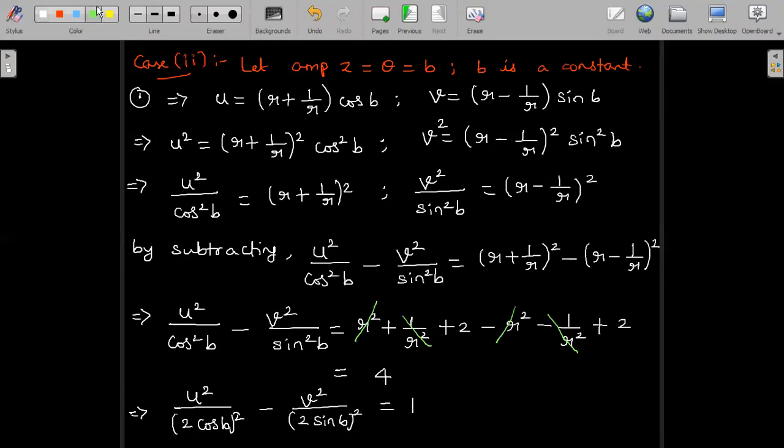I'll write down the alternate form of this, in terms of say capital C and capital D. So I can write this as u square divided by c square minus v square divided by d square is equal to 1. So does this represent a hyperbola? Yes, it represents a hyperbola in the W plane. So let us conclude the same lines.